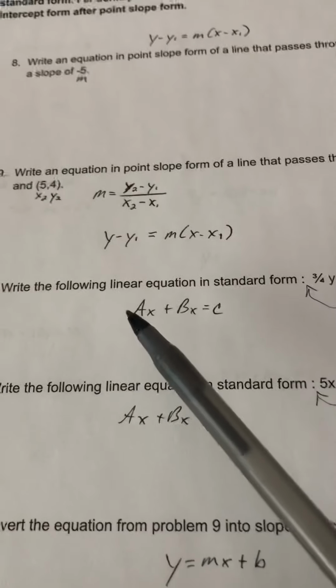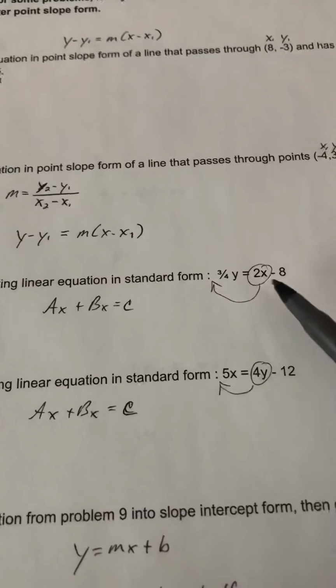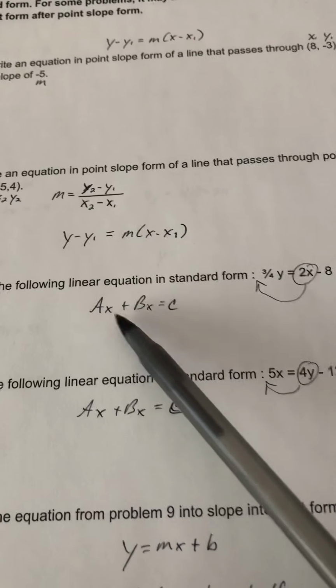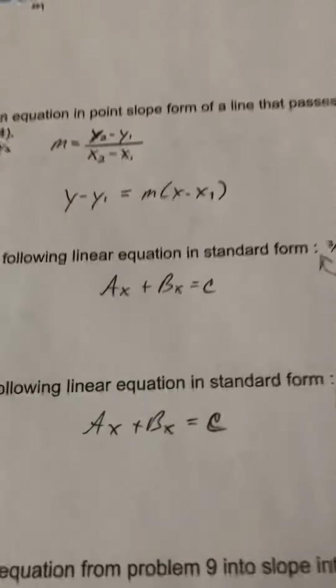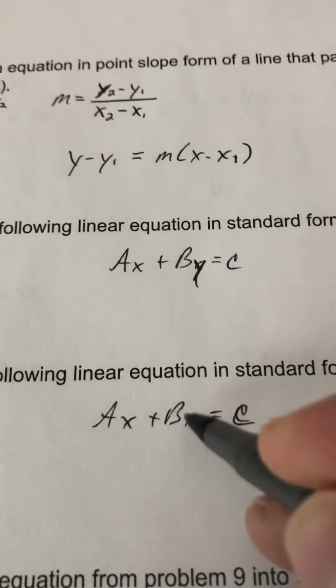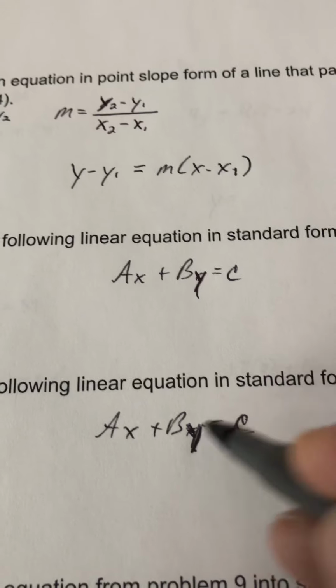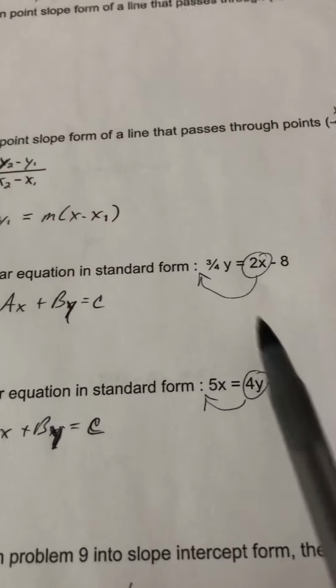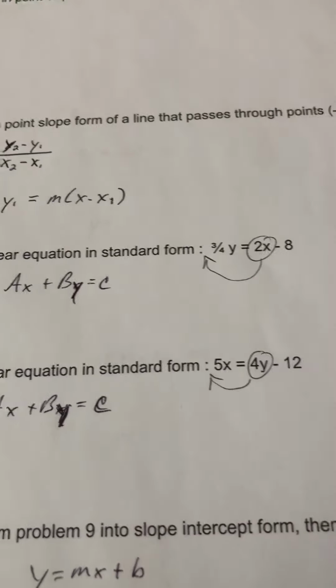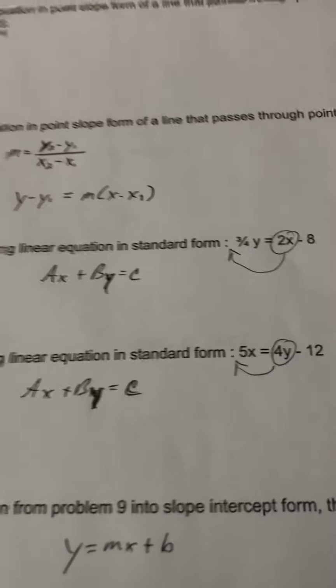Number 10, write the following linear equation in standard form. So you're going to want it to look like this: some number x plus some number y equals c. So in other words, this one you're just going to move over here. You're going to subtract 2x from both sides. And then you'll be there.